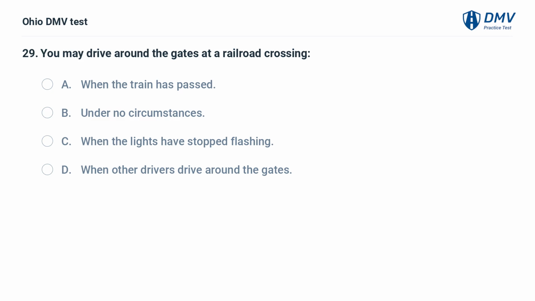You may drive around the gates at a railroad crossing. A. When the train has passed. B. Under no circumstances. C. When the lights have stopped flashing. D. When other drivers drive around the gates.